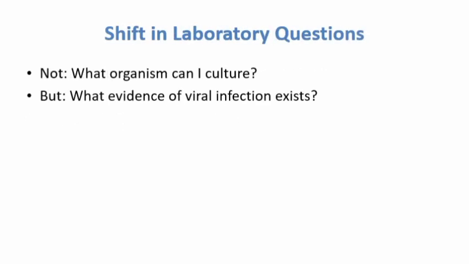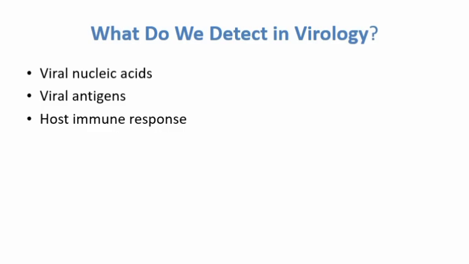So when we talk about laboratory diagnosis in virology, we are no longer asking what organism can I culture. We are asking what evidence of viral presence can I detect. And that shift is very important. In virology, the lab is not chasing the virus itself most of the time. The lab is chasing signals: viral antigens, viral nucleic acids, or the host immune response to infection. That's why laboratory virology relies heavily on indirect methods.